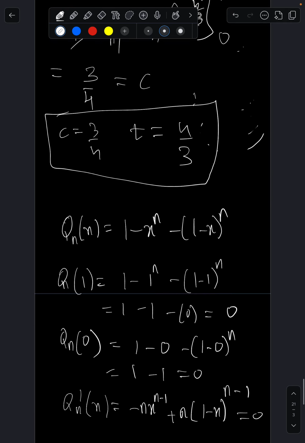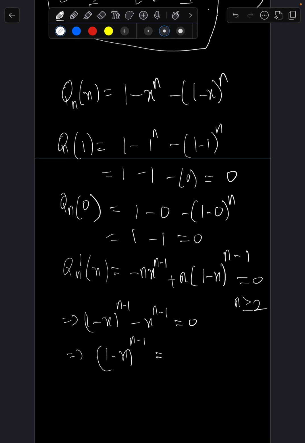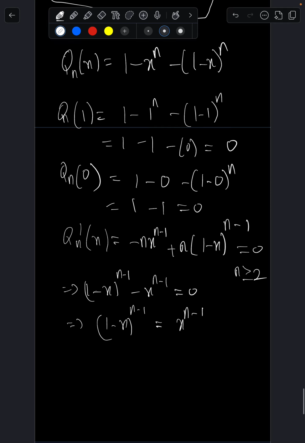n is greater than or equal to 2, so you can divide. So you have 1 minus x to the power n minus 1 minus x to the power n minus 1 is equal to 0. This implies that 1 minus x to the power n minus 1 is equal to x to the power n minus 1.